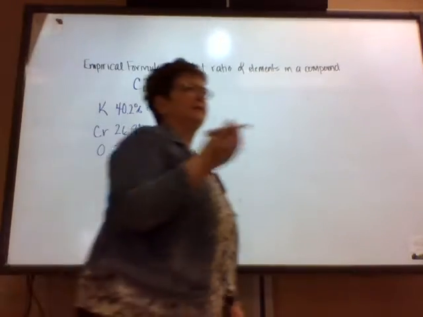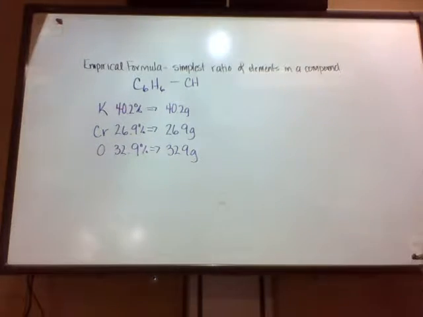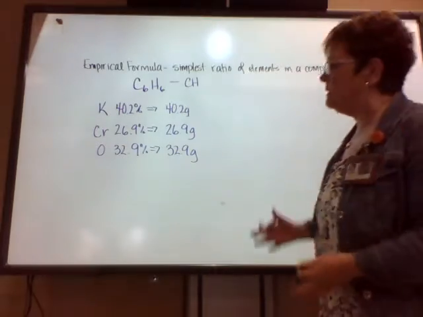Now, the theory is this. I need to pretend that I have 100 grams of substance. I have 100 grams of substance in front of me. And if I have 100 grams of substance sitting in front of me, if I have 40.2%, how many grams do I have? 40.2? Yes? So that's what I'm going to use. I'm going to use this premise.